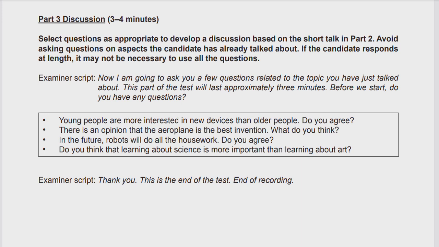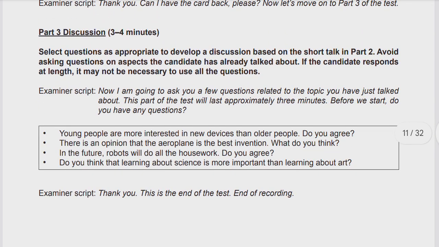You have to speak in that way. Give an impression to the examiner that you have a lot of vocabulary, a lot of grammatical structure, and you can speak a lot. You have a lot of good content to speak. There is an option that the aeroplane is the best invention. What do you think? Now you have to give your ideas whether it is or not, and then you have to explain. Then there will be the end of the test. So this was just to give you a sample idea of how it will work on your exam day.